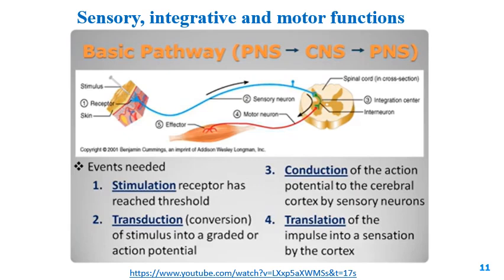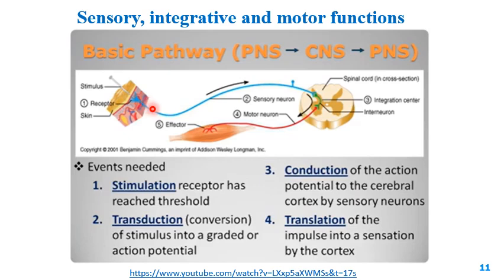Let's see here some more, how this is taking place with this whole circuit business. So first thing that happens, you're going to stimulate your receptor. The stimulation of the receptor is going to reach a certain threshold, and this is the same for everyone. You reach a certain threshold, and then you're going to cause that action potential to travel all the way to the CNS.